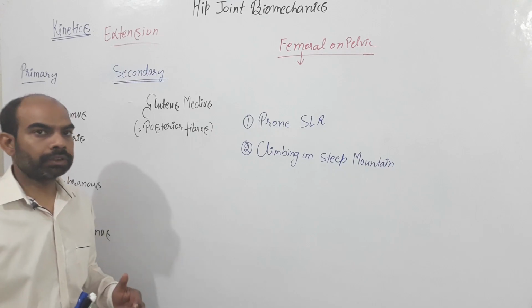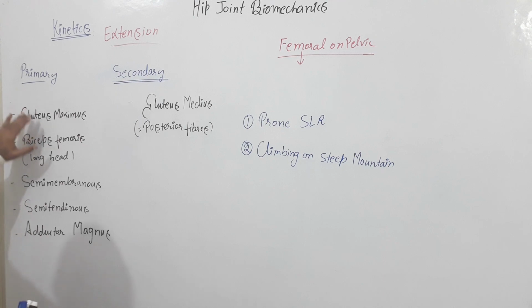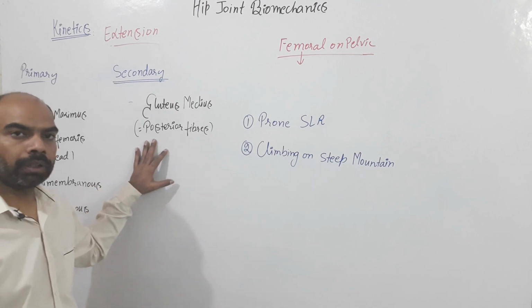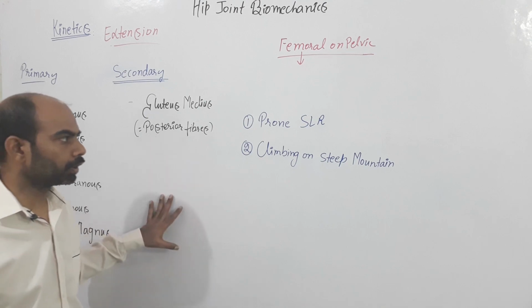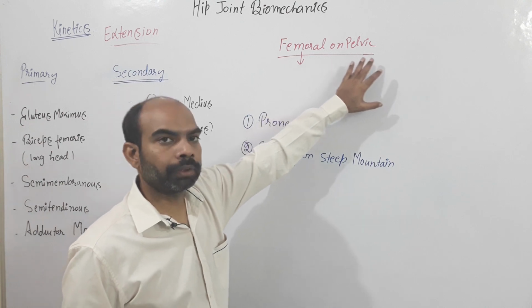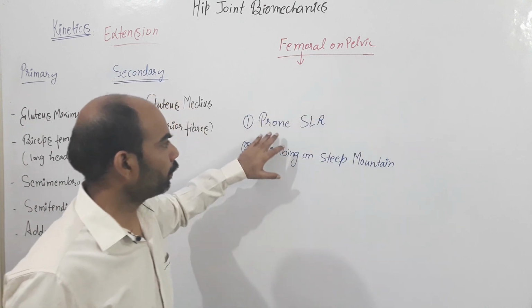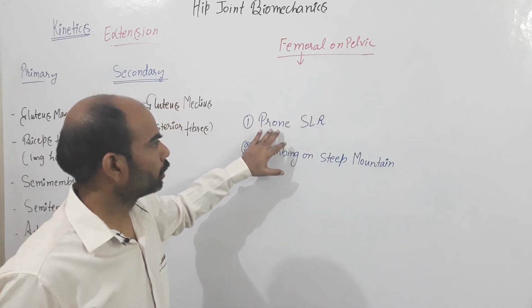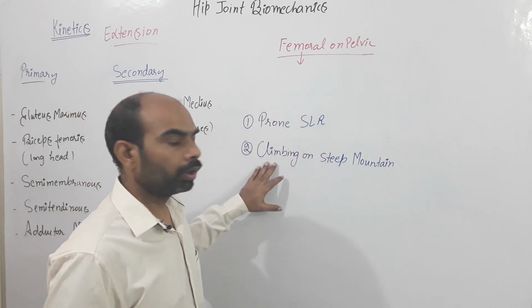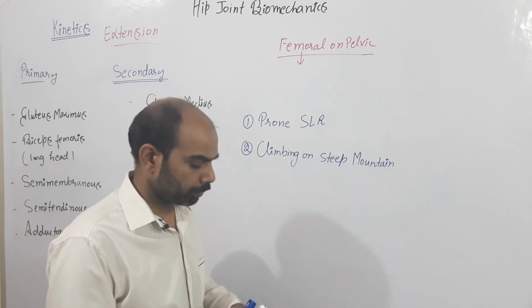During hip extension, the primary muscles are gluteus maximus, biceps femoris long head, semimembranosus, semitendinosus, and adductor magnus, and the secondary muscle is the posterior fiber of gluteus medius. So first, femoral on pelvic motion. We discuss femoral on pelvic motion in two ways: during prone SLR and during climbing a steep mountain.